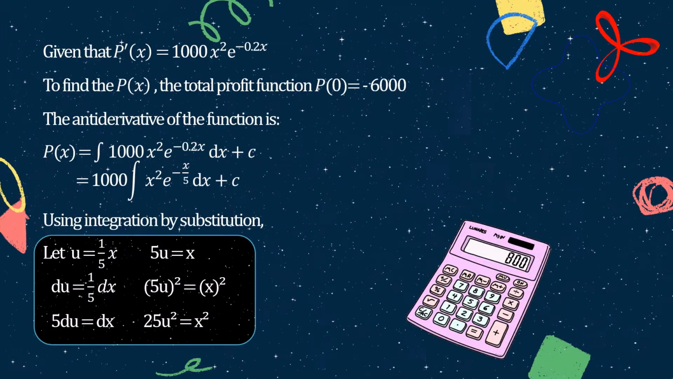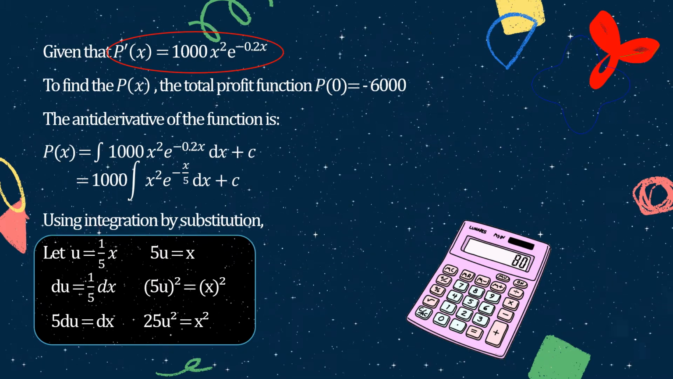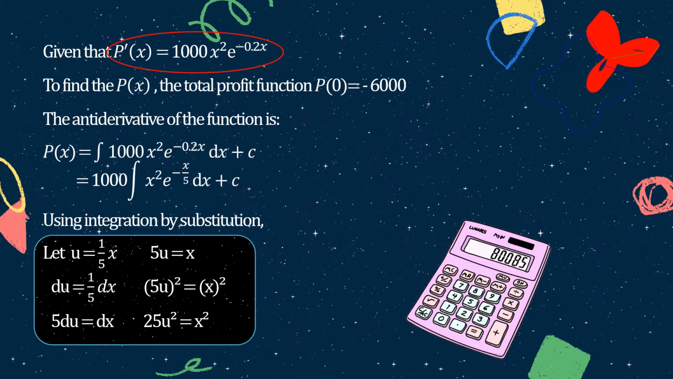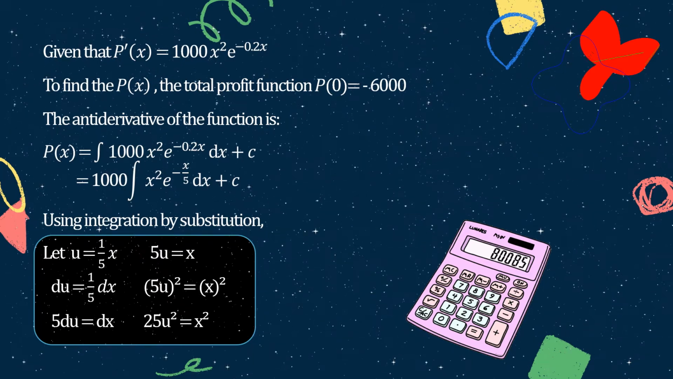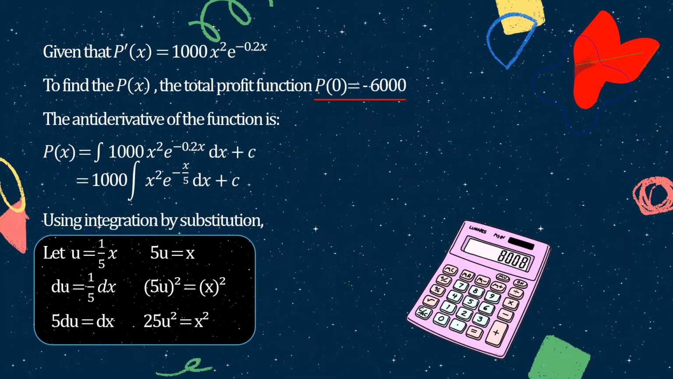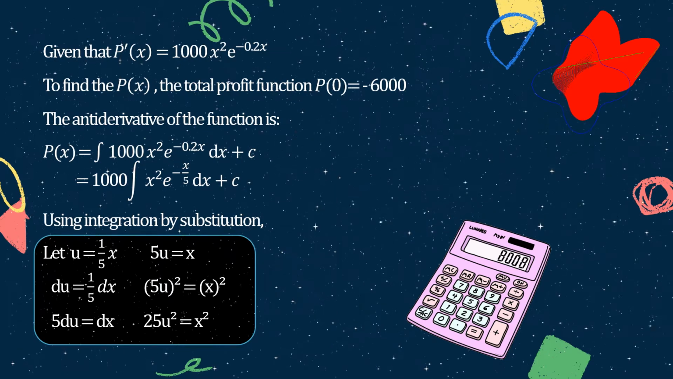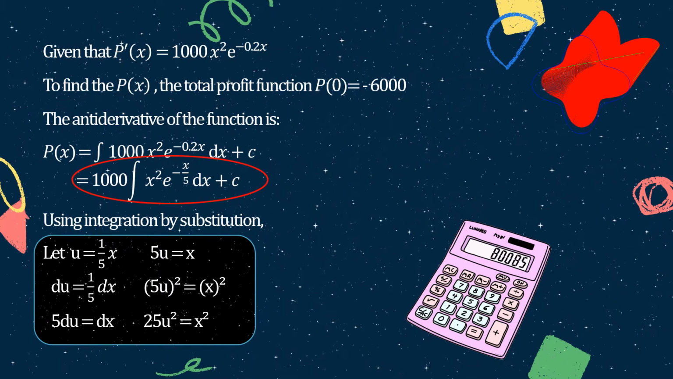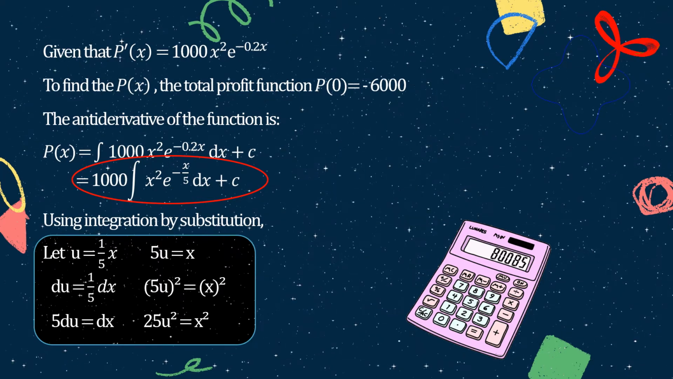Given that our marginal profit function is P'(x) = 1000x² e^(-0.2x), we have to find P(x), since we already know that when x = 0, P(x) = -6000. The antiderivative of the function is shown as the following. So here we just simplify the function by taking out the constant, which is 1000.